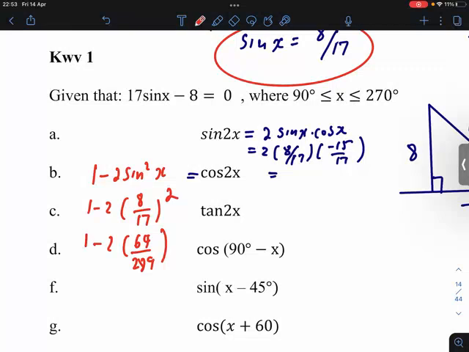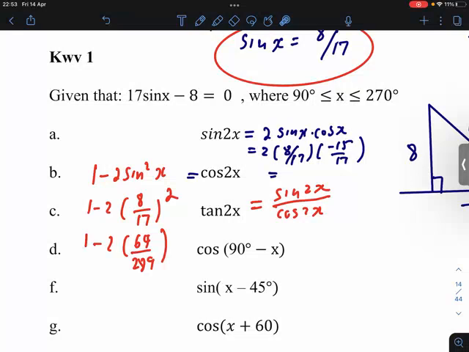Okay, so tan 2x, we know what to do, right? Sine 2x over cos 2x. You would have calculated sine 2x from the first one and cos 2x from the second one, so there's no need for you to expand anymore.